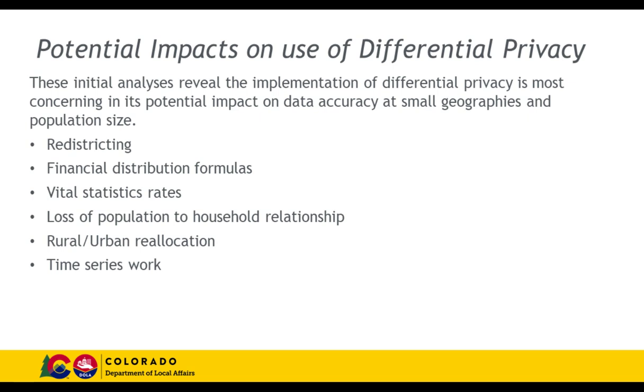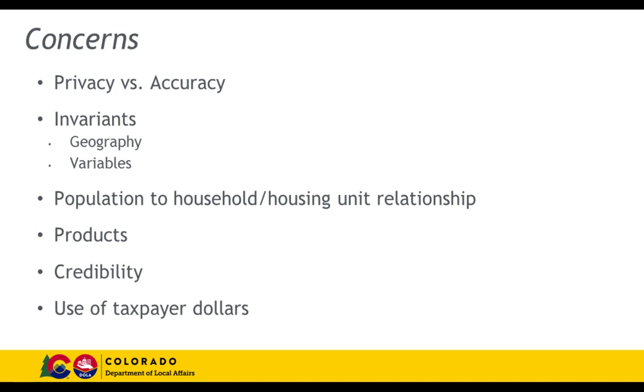And just once again, at small geographies and population size, we've seen some very concerning results. Our concerns at the top here are definitely related to the data, where we've got the privacy versus accuracy, invariance, that population to household housing unit relationship. But then the credibility is a big one for us, and certainly that use of taxpayer dollars.